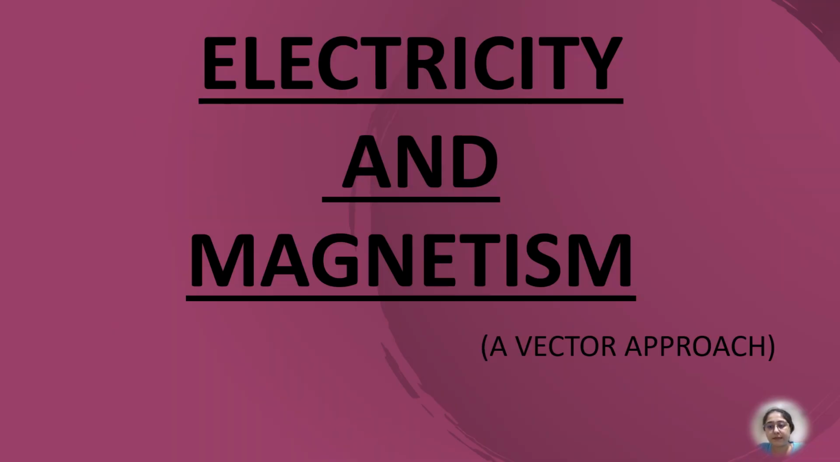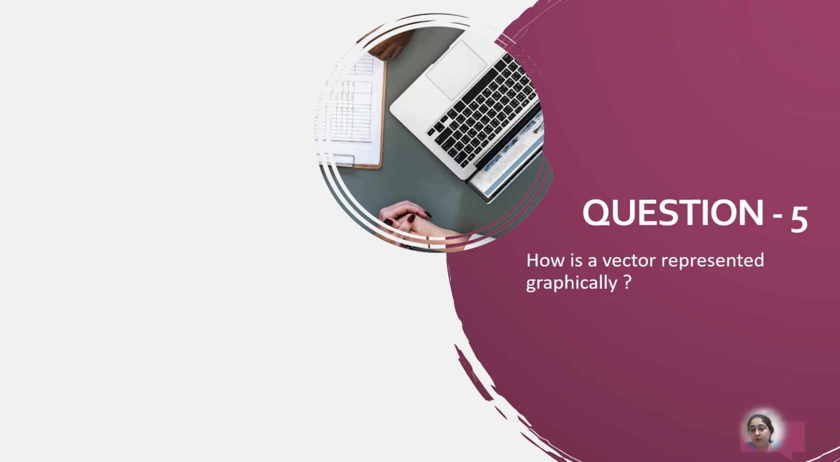We are covering electricity and magnetism via a vector approach. Today's question is, how is a vector represented graphically? Representation of a vector.